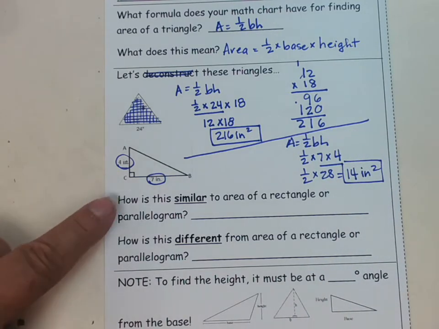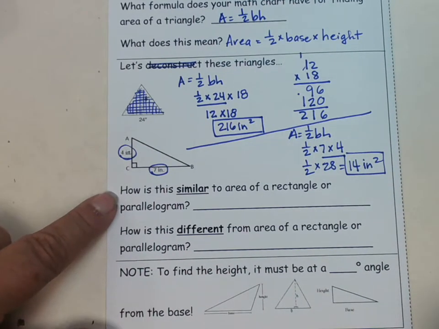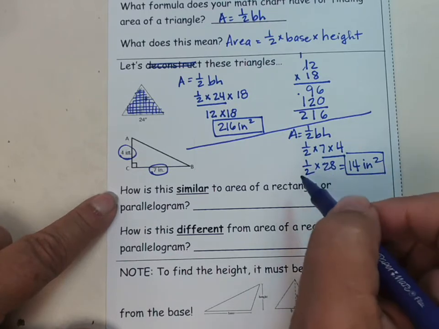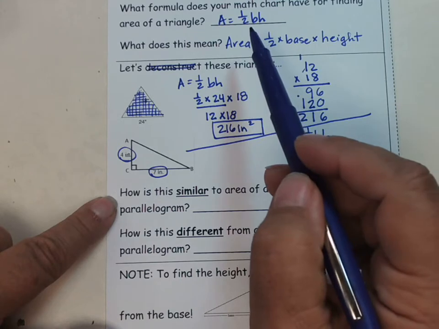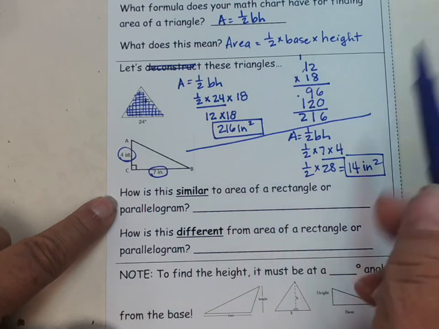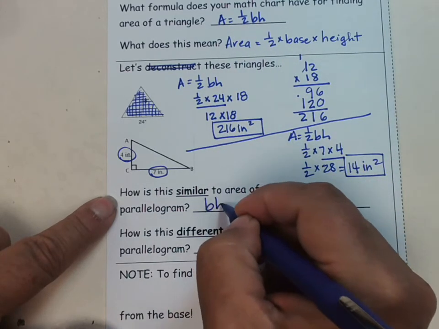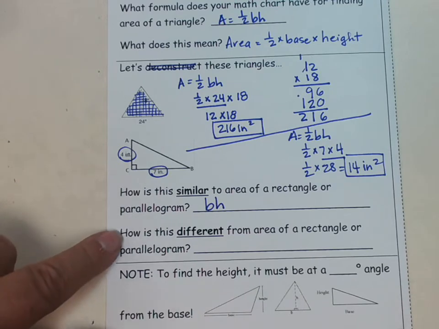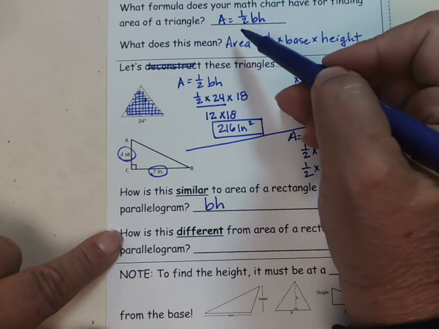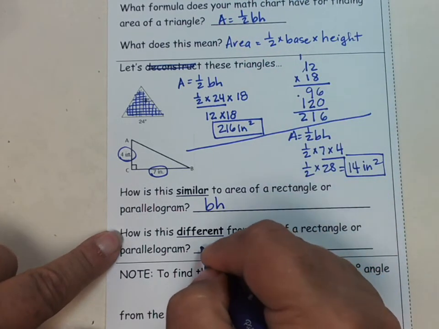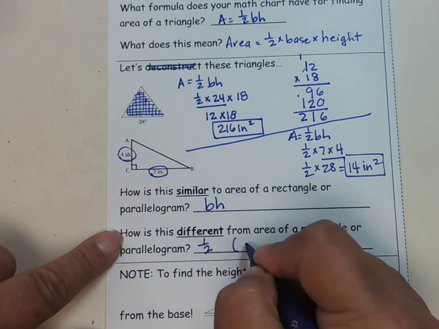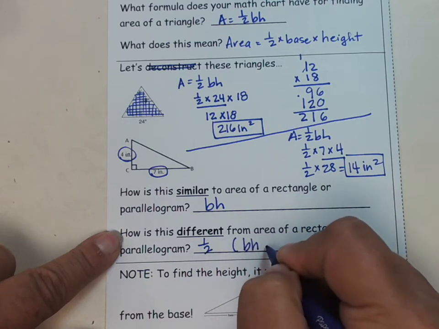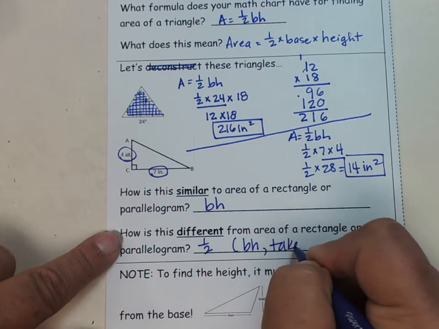Okay, so how are the formulas the same? How is this formula the same as a rectangle? Remember, a rectangle is A equals base times height. So the B times the H is the same. How are they different? Well, it has the half. We have to take half, or the base times the height, take half of it.